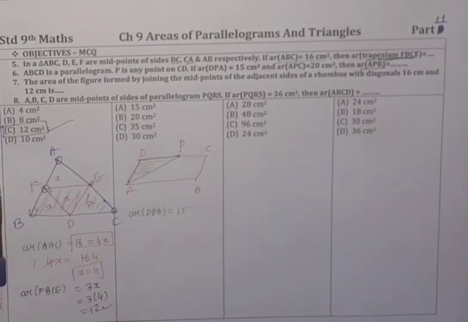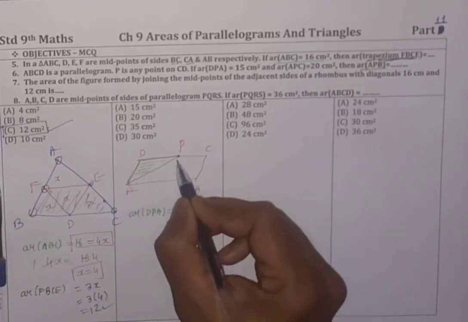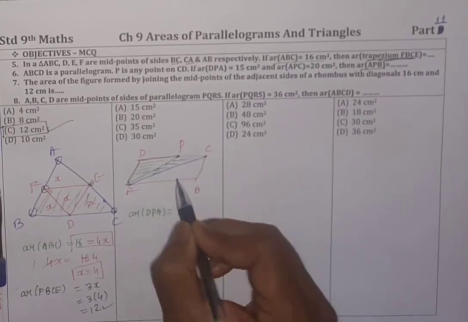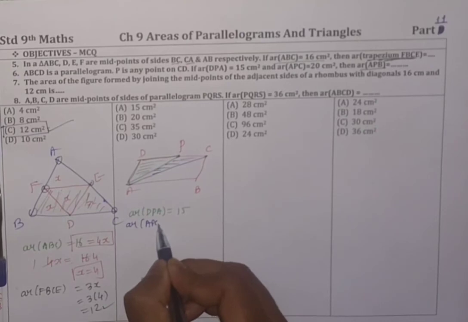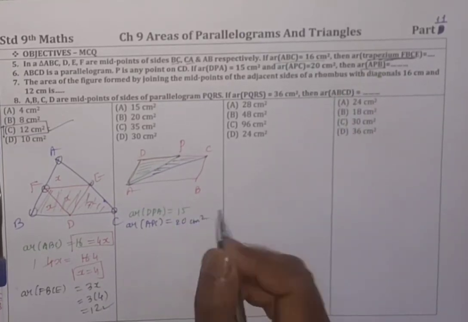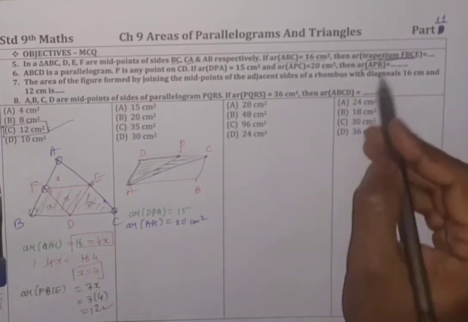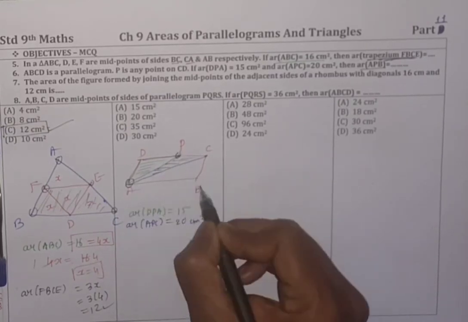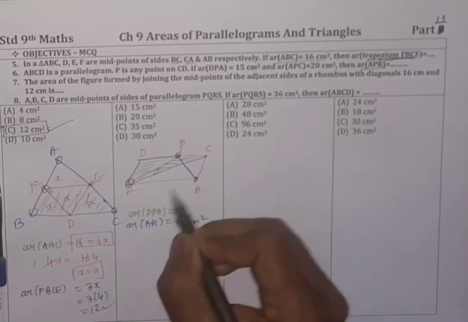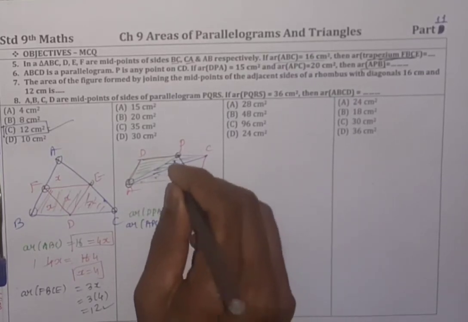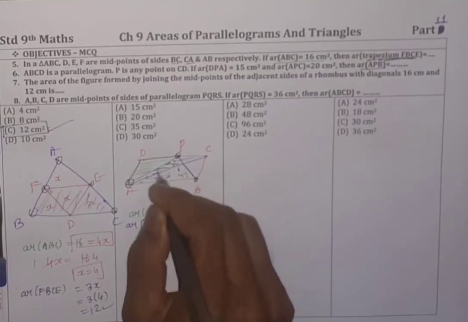Area of triangle APC. A, P and C, the A one. Right? This one is the area of triangle APC. That is 20 centimeters square. And you are supposed to find the area of triangle APB. A is here, P is here, and B is here. This is what you are supposed to find. I'm putting a dot. This area you are supposed to find.